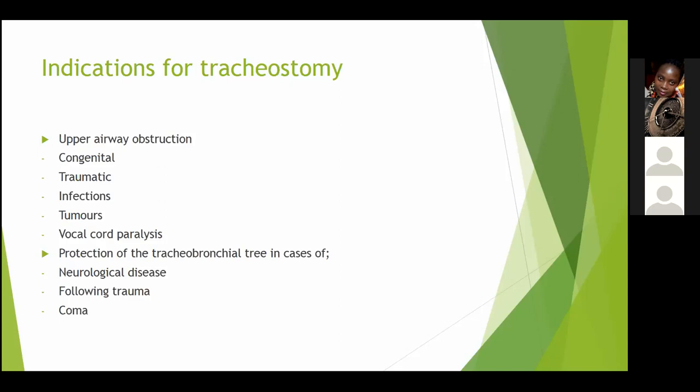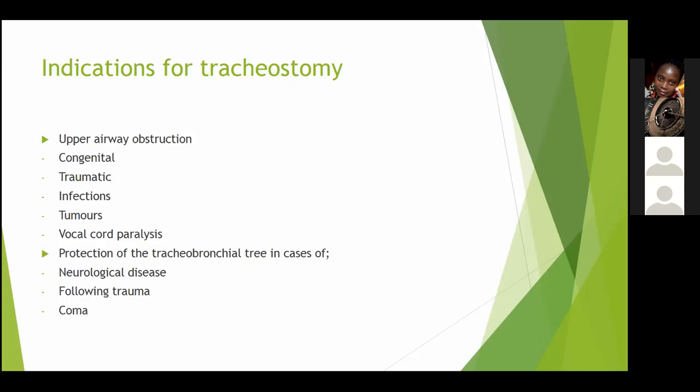The other indication for tracheostomy is protection of the tracheobronchial tree, and it's indicated in patients who are not able to control their airway. Either they have neurological disease. For example, in those days when people would have polio, depending on the level of the poliomyelitis, or Guillain-Barré syndrome, if the cervical nerves are also affected.